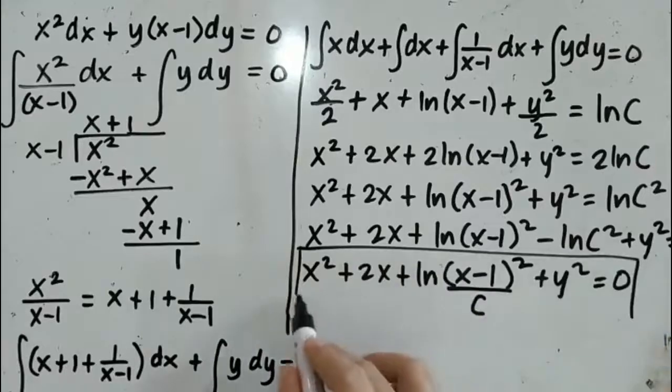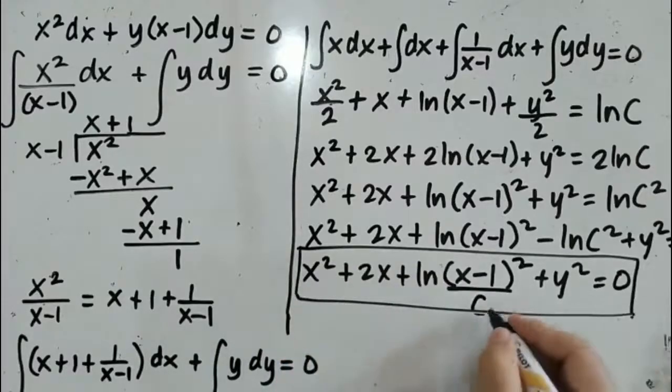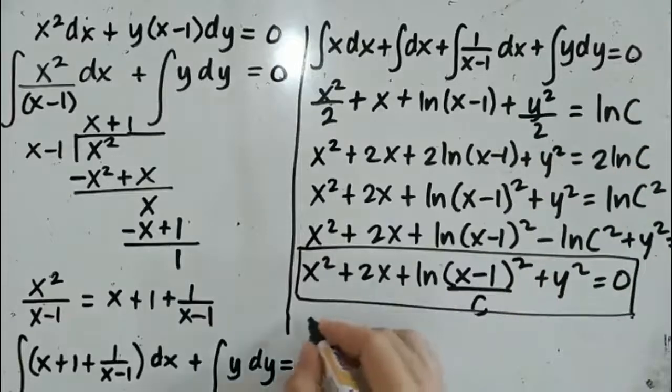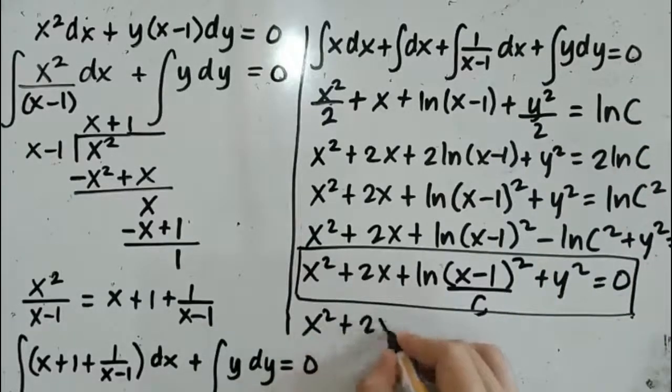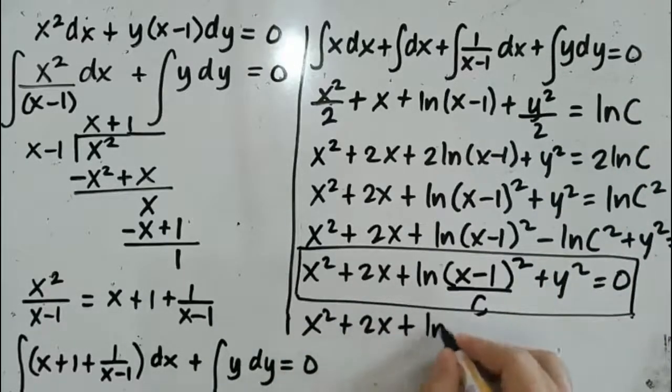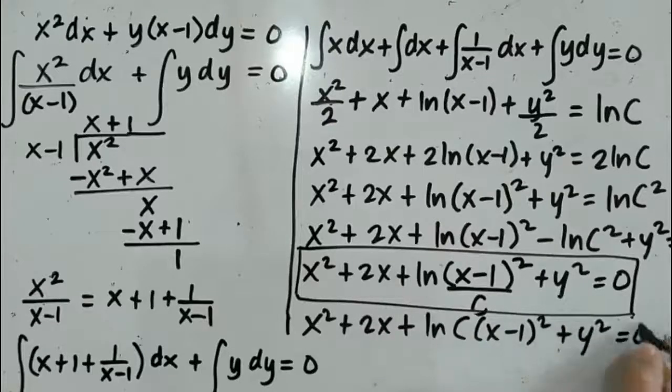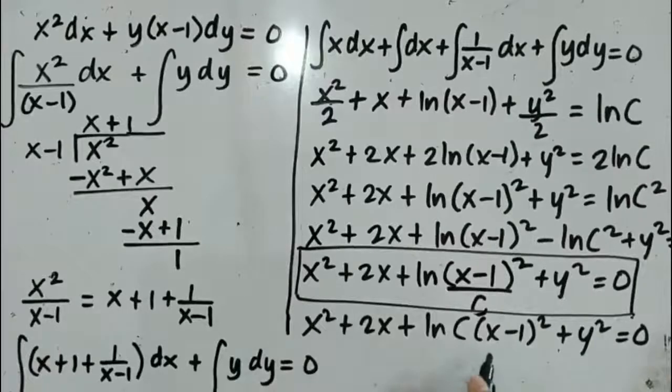Okay, if you write negative ln of c here, your solution can be x squared plus 2x plus ln of c times x minus 1 squared plus y squared equals 0. As I've said before, it is perfectly okay because what we are asked to obtain is the general solution, and the general solution can take on any value for the arbitrary constant.